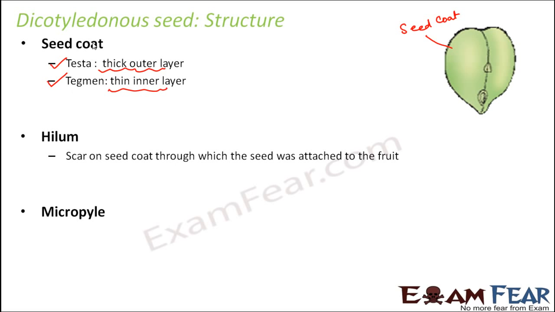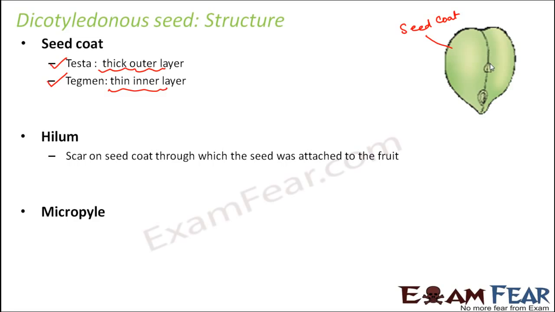Let us next talk about hilum. Now, hilum is a scar on the seed coat through which the seed was attached to the fruit. So, if you see here, you can see a mark here, right? So this mark is nothing but a point where the seed was attached to the fruit. The seed was what earlier? Before it was an ovule. So that ovule was attached to what before? It was attached to the ovary. So there would have been a point where the ovules were attached to the ovary.